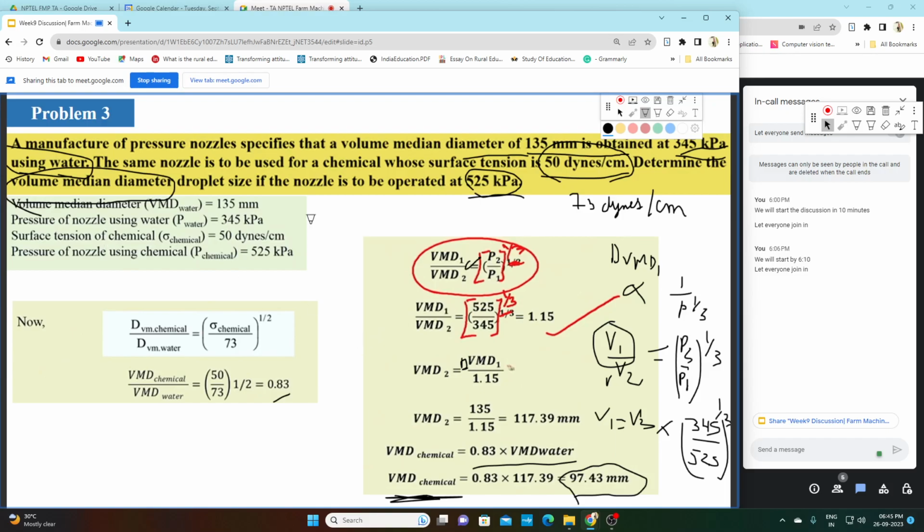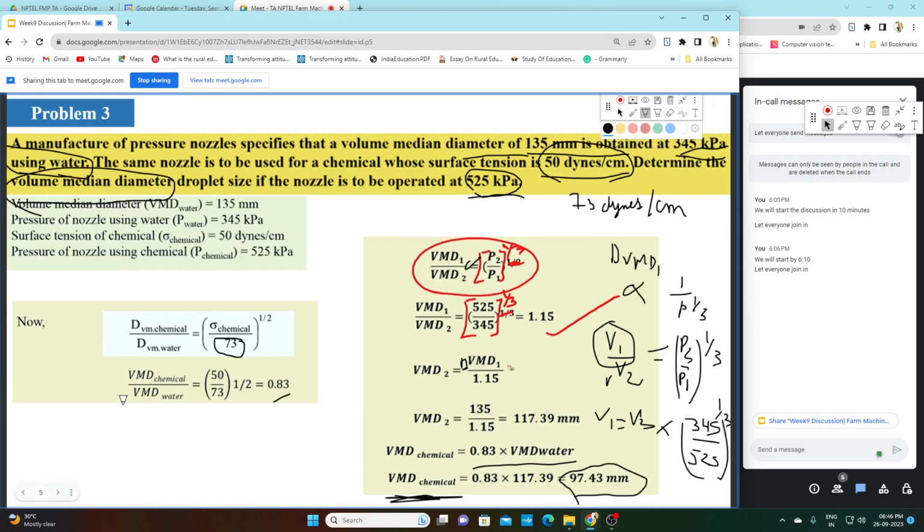So again I am repeating, we have two variables. One variable is we are changing the surface tension, or we are changing the chemical, so sigma is different, that is surface tension is a variable. Second variable is our pressure. Pressure we are changing from 345 kilopascal to 525 kilopascal. First, when we change the surface tension, D is directly proportional to sigma to the power half. So dVm chemical divided by dVm water will be equal to sigma chemical divided by sigma water to the power half. For sigma water we have to memorize this, that is 73 dynes per centimeter.